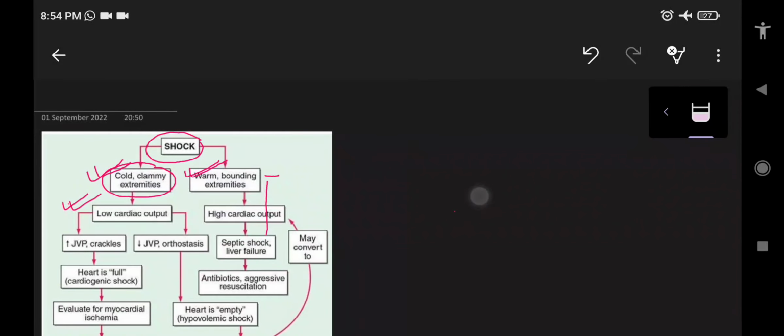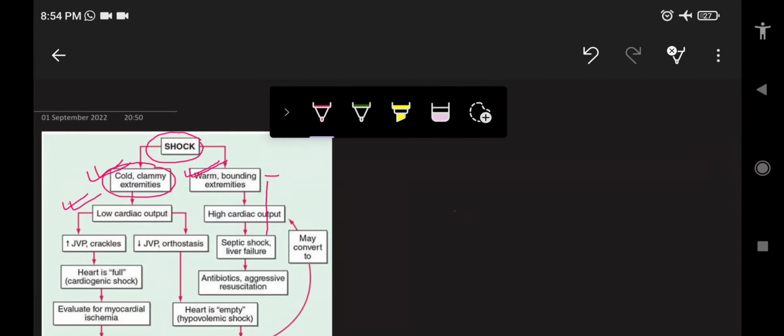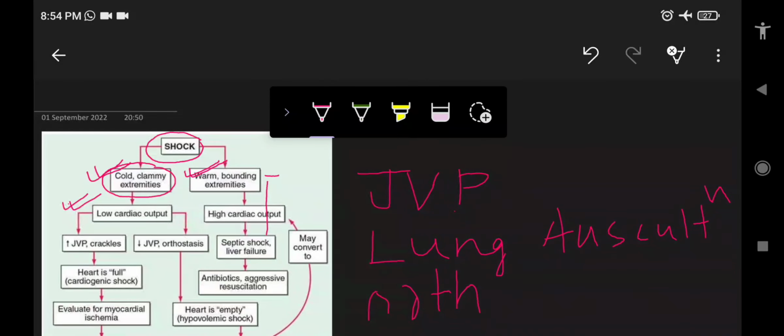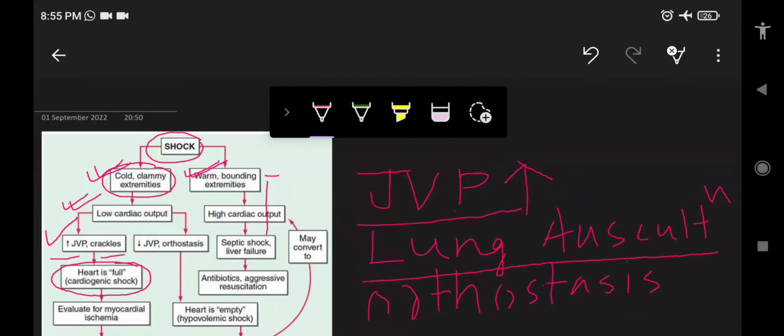So we'll do the general physical examination. In general physical examination, we'll look for JVP, we'll look for lung auscultation, and we'll look for orthostasis. That is the difference of BP in supine and in sitting position. So, say for example, the pulse is high, JVP is high, we can see it while the patient is in sitting position. Normally we cannot see JVP when the patient is in sitting position, and when we auscultate the lung we see crackles. Okay, if these two we can find, we can think of the heart is full, that is there is cardiogenic shock.